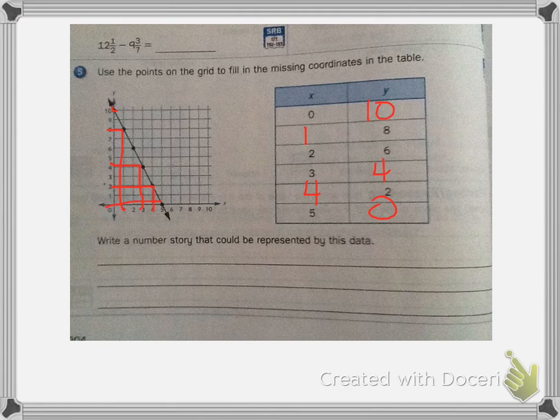So now it says write a number story that could be represented by this data. So I could say that Kayla has $10. She spent $2 each day on the bus. How much money did she have left after each day? Because again, if she starts with $10, then she spends $2, $2, $2, $2, $2. So you can make up your own story as long as, again, you start with 10 and then something gets 2 less each day.